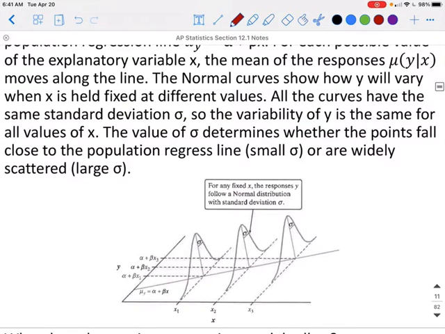The value of sigma determines whether the points fall close to the population regression line, which means we have a small sigma, or a wide scatter, which means we have a large sigma. So as you can see, we have different equations. And this is what the mean is of all of them, and that's going to hit right through the middle of all of our curves, our normal distributions.